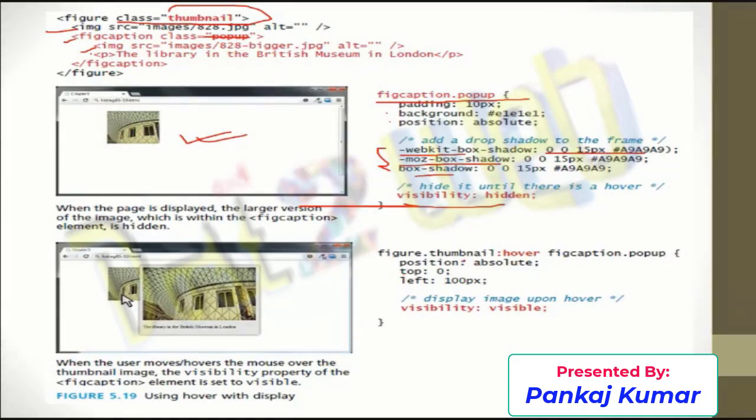Next I'm using here the figure caption hover. When the mouse hovers, that means you keep the mouse on this image, the visibility will be visible. So this is how you can change the display property using hover.